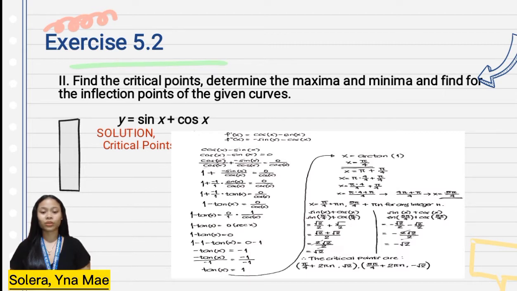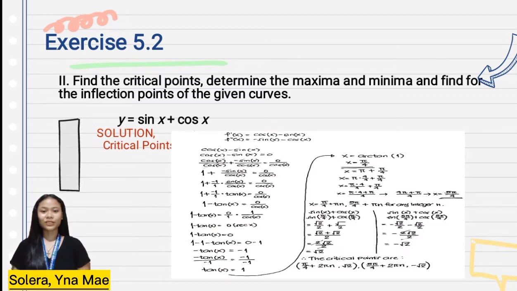Divide each term in the equation by cosine x. So cosine x over cosine x plus negative sine x over cosine x equals 0 over cosine x. 1 plus negative sine x over cosine x equals 0 over cosine x. Separate functions. 1 plus negative 1 over 1 multiplied by sine x over cosine x equals 0 over cosine x. Convert sine x over cosine x to tangent x. So 1 plus negative 1 over 1 multiplied by tangent x equals 0 over cosine x. 1 minus tangent x is equal to 0 over cosine x.